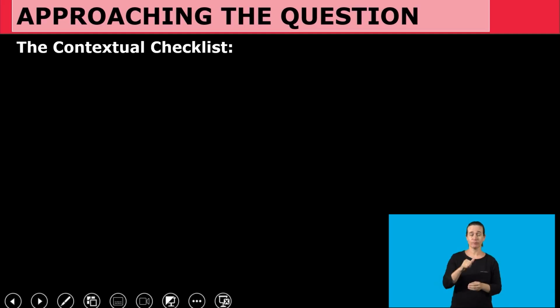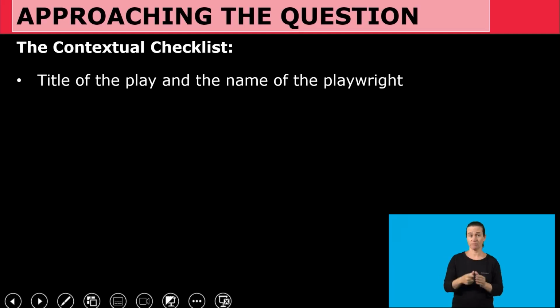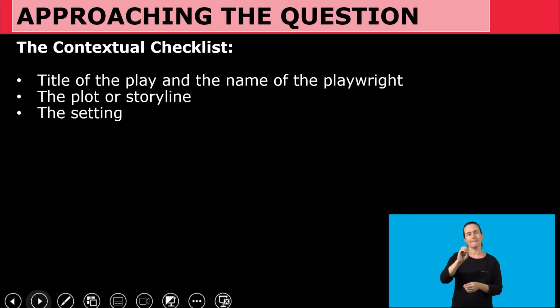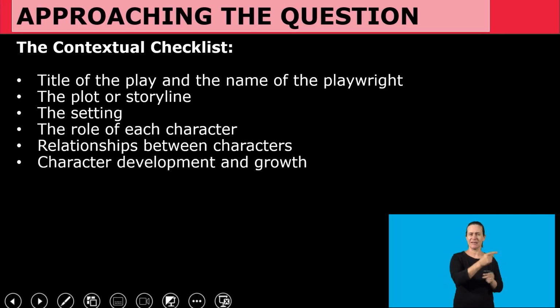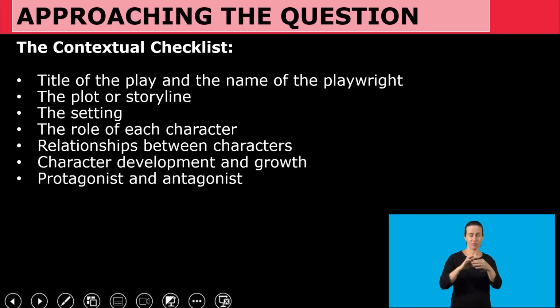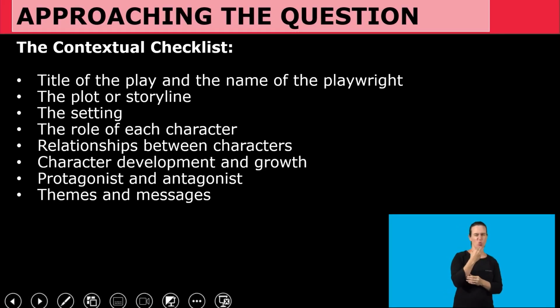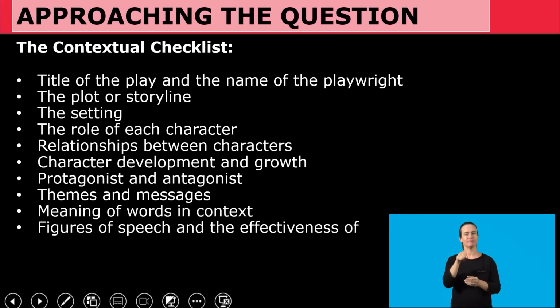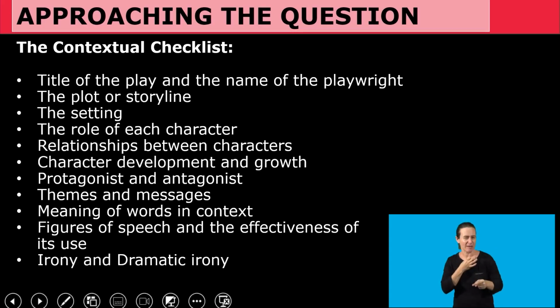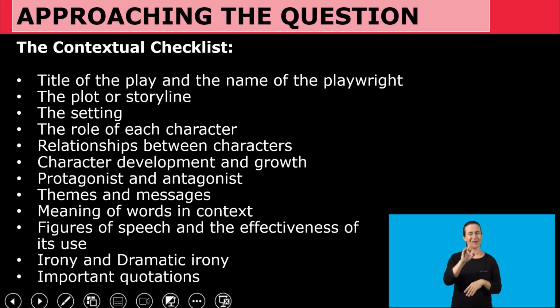The contextual checklist. The title of the play and the name of the playwright must be known. The plot or the storyline, the setting, the role of each character, relationships between the characters, character development and growth, the protagonist and the antagonist, the themes and the messages, the meaning of words in context, the figures of speech and the effectiveness of their use, the irony and dramatic irony, the important quotations. So these are all the crucial elements that you need to know when you sit down and write your examination.